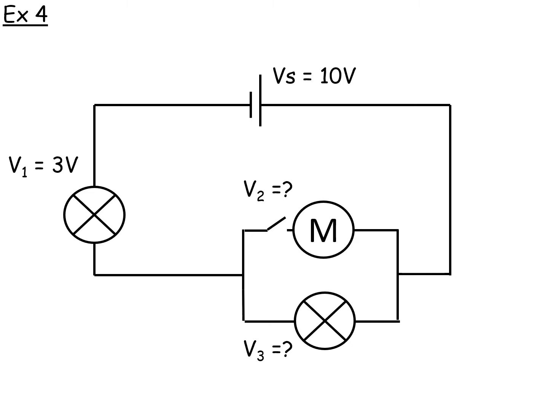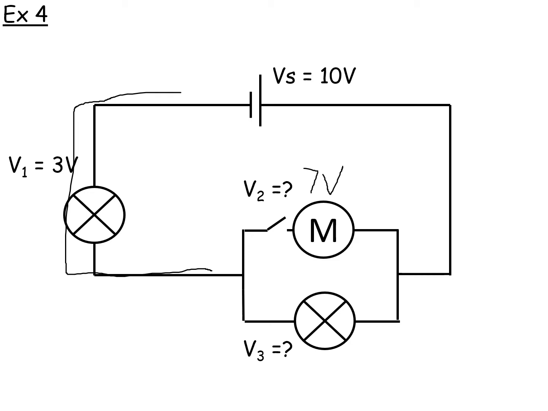Okay, going to cut it a wee bit short there because I think you might have got the answer already. So first of all, this is in series, so that's 3 volts across the bulb, that's in series. So how much is left to go for the parallel bit? Well, it would be 10 minus 3, which is 7 volts. So what's V2 and V3? It will be 7 volts.